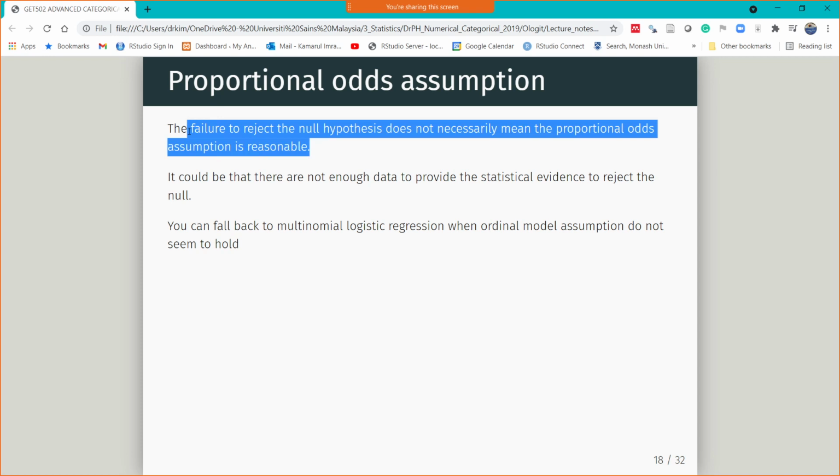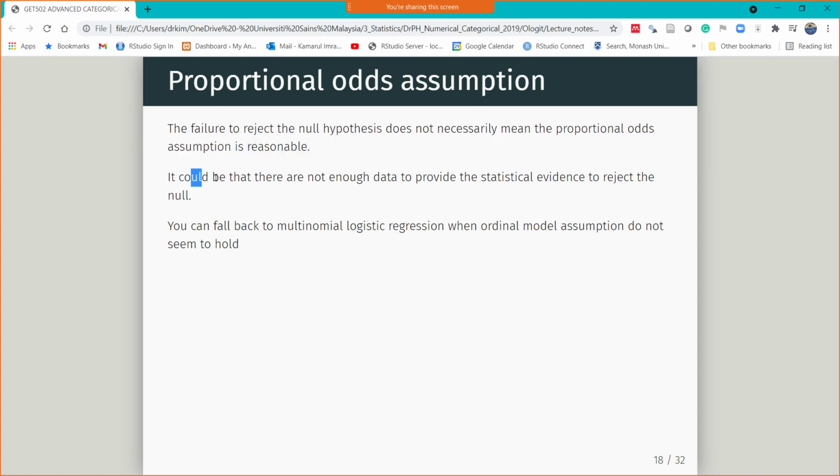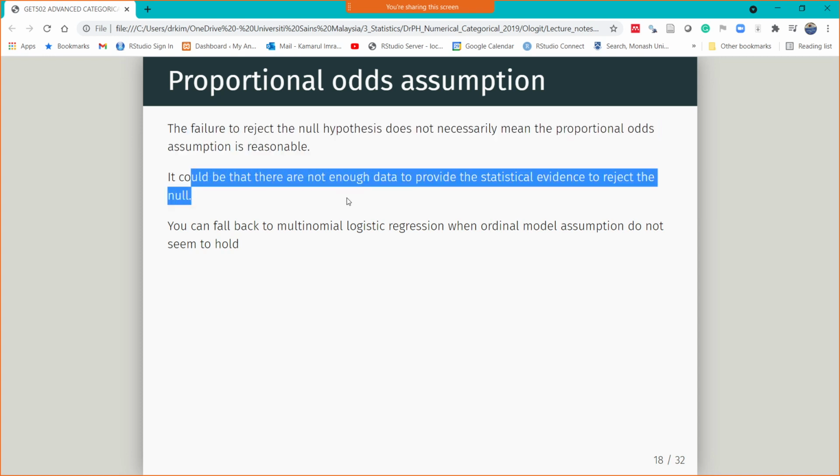But you have to be careful. Even though you run the proportional odds assumption test and the p-value is not significant, bigger than 0.05, and because of that you do not reject the null hypothesis and you conclude that the odds are proportional, it might not be correct. It might be wrong because all these hypothesis tests are affected by the sample size. Okay, you might not have enough data to reject the null hypothesis.